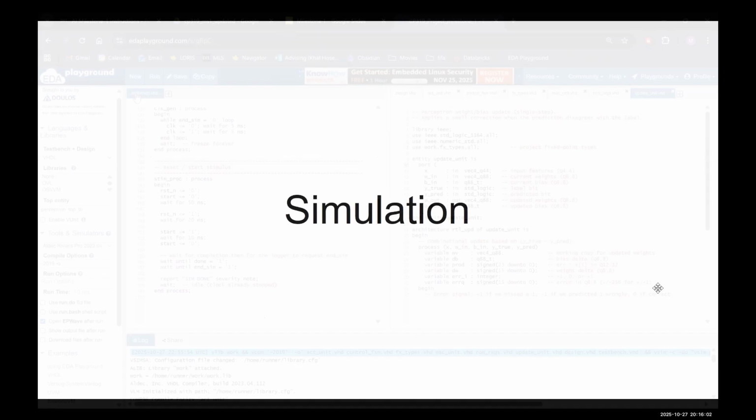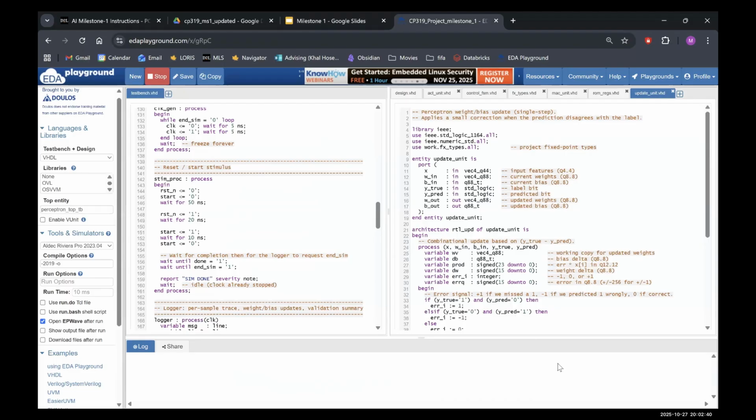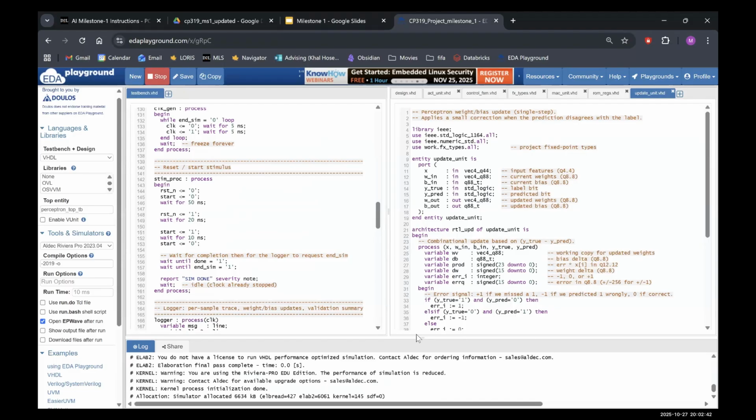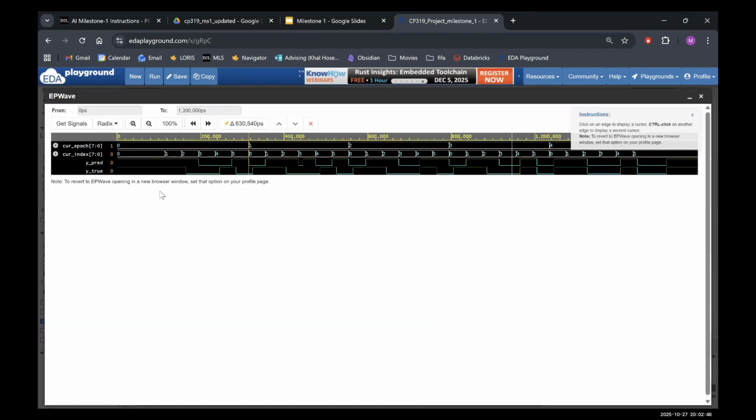And now it's time for the simulation. Run the project. You can see that we have 5 epochs starting here at epoch 0.